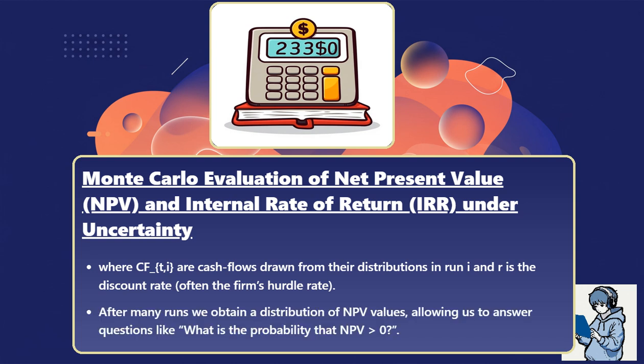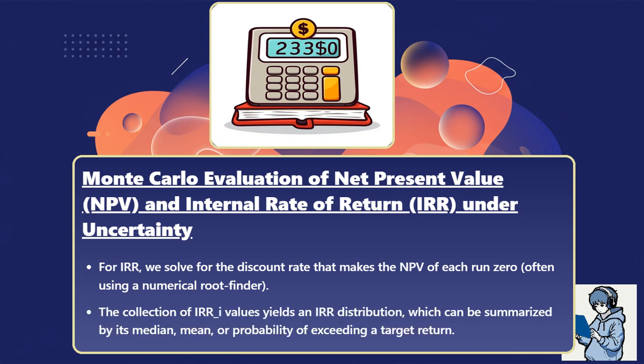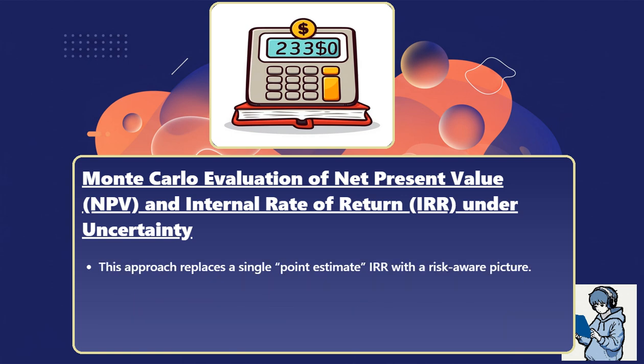hurdle rate. After many runs, we obtain a distribution of NPV values, allowing us to answer questions like what is the probability that NPV is greater than 0. For IRR, we solve for the discount rate that makes the NPV of each run 0, often using a numerical root finder. The collection of IRR_i values yields an IRR distribution, which can be summarized by its median, mean, or probability of exceeding a target return. This approach replaces a single-point estimate of IRR with a risk-aware picture.